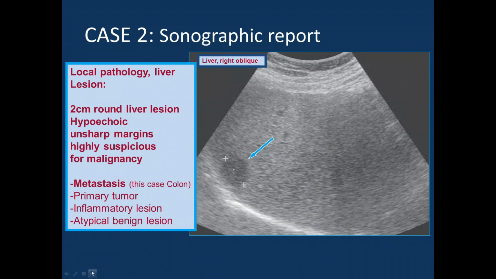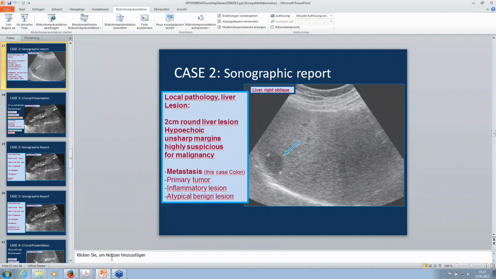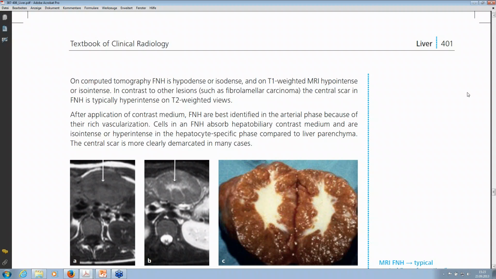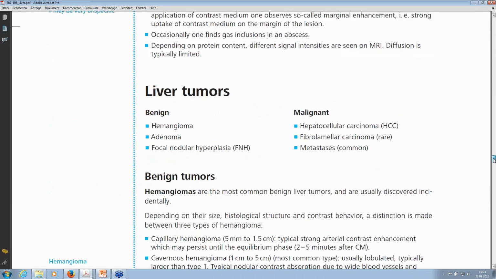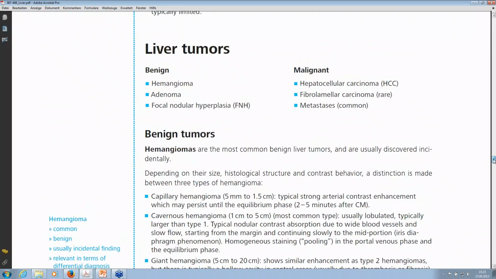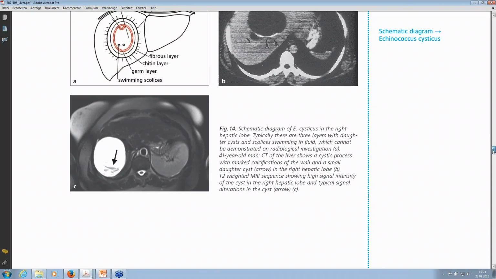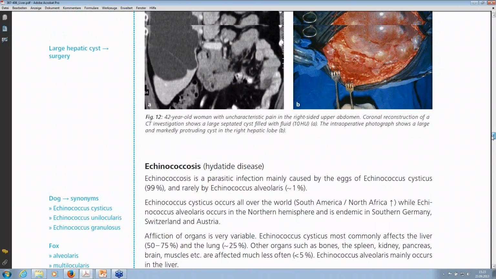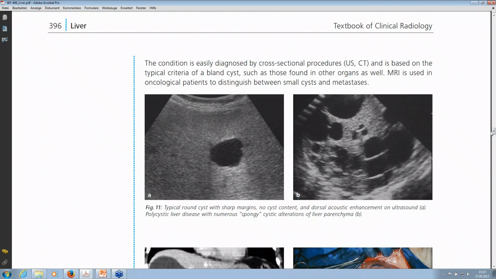I think that makes it clear, and maybe before we go to the next case, we should have a little look at some additional remarks on the liver. So we had comments on the FNH, but as well we should have a look at the cyst.